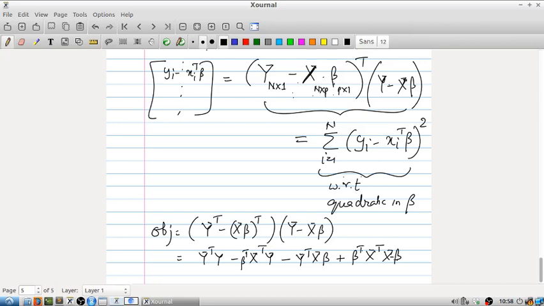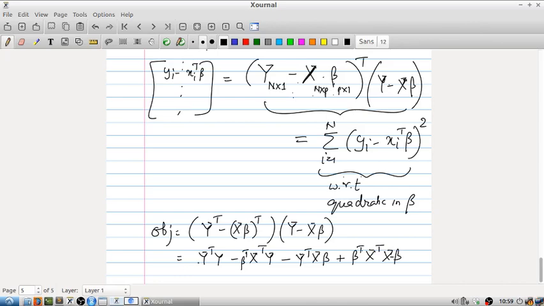I just expanded the brackets, right? Now, bad thing is that I'm at the end of the page. Okay, anyway, this is the objective.